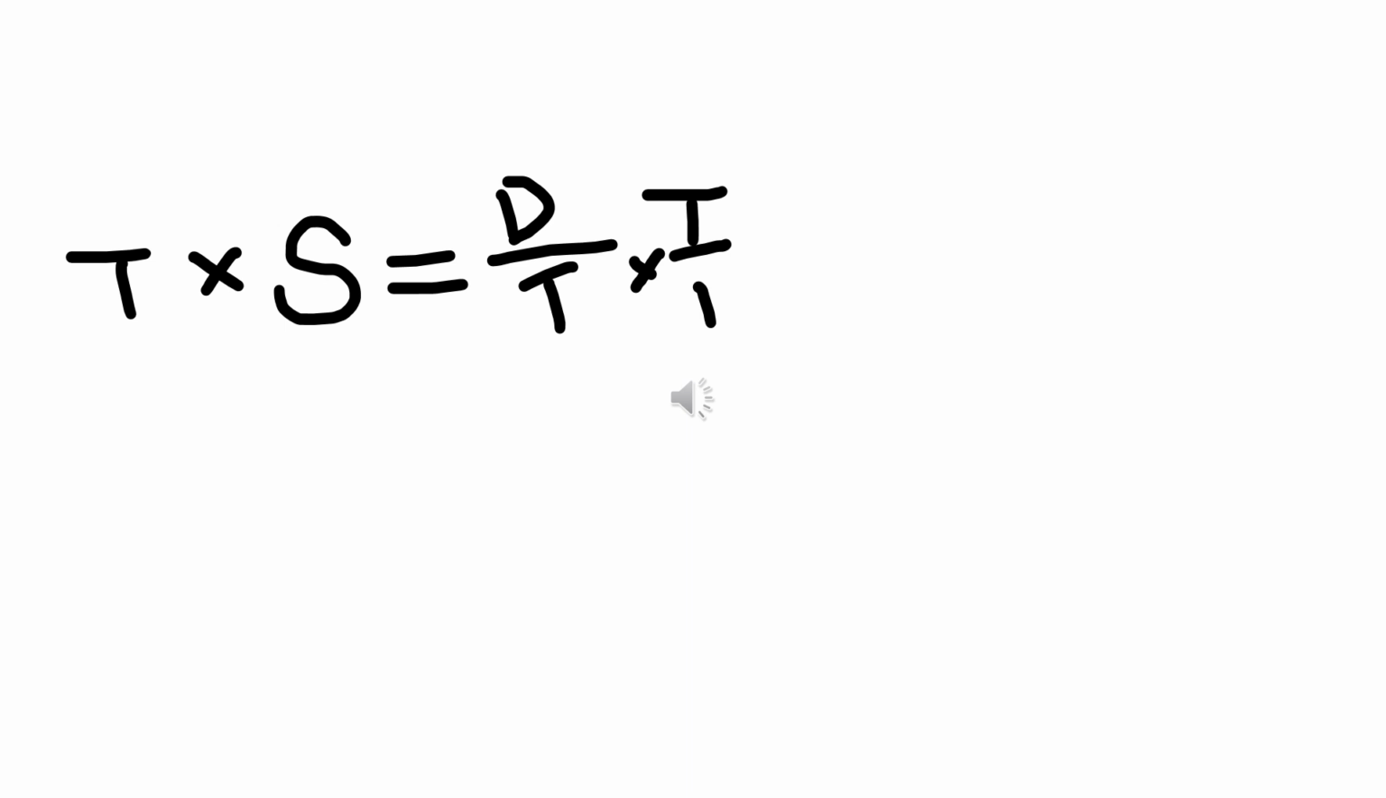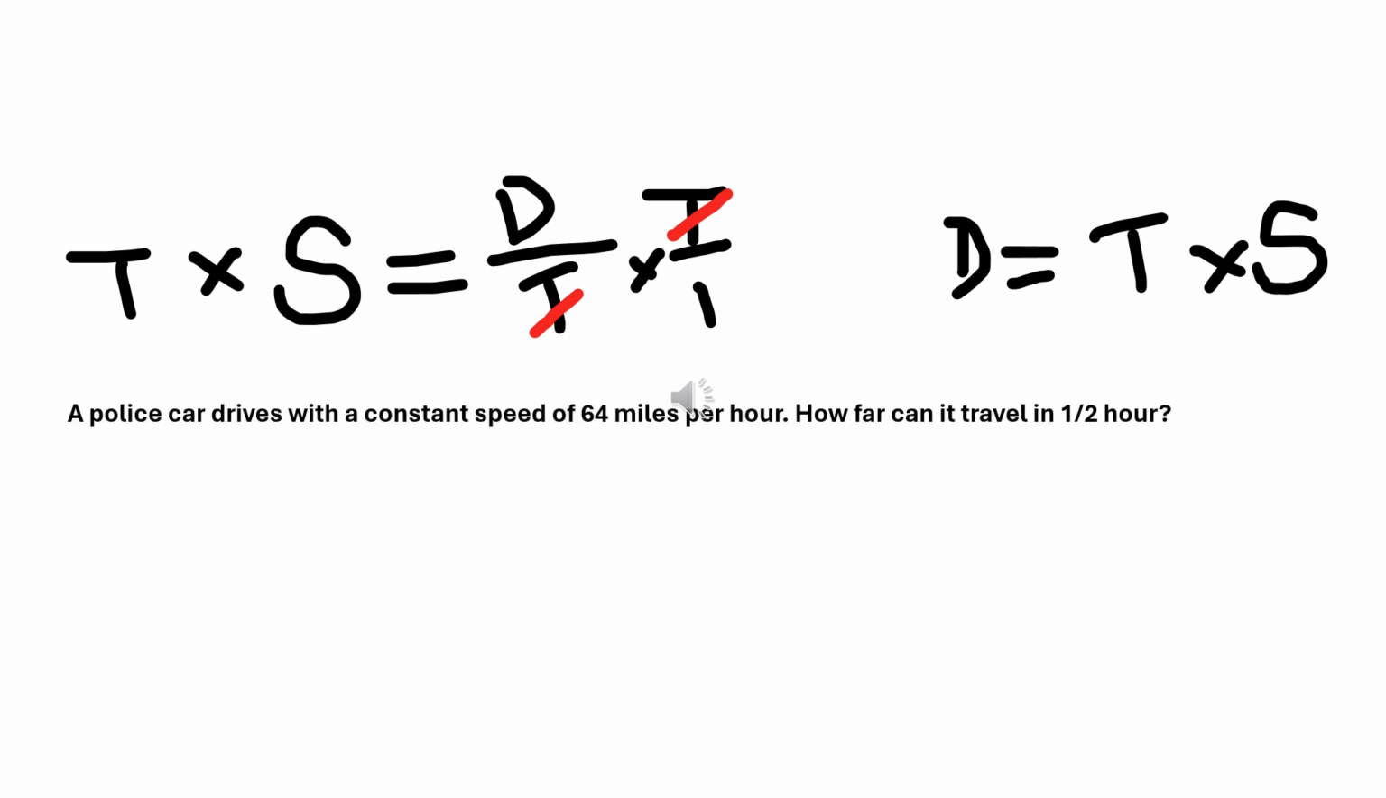So we're going to go ahead and cancel out time. And so we end up with distance equals time times the speed. So let's see if that actually works. Does that actually work in a problem? So here's a problem. A police car drives with a constant speed of 64 miles per hour. How far can it travel in half an hour?